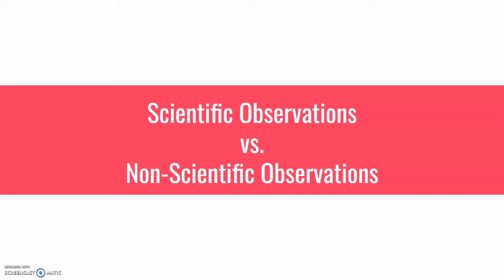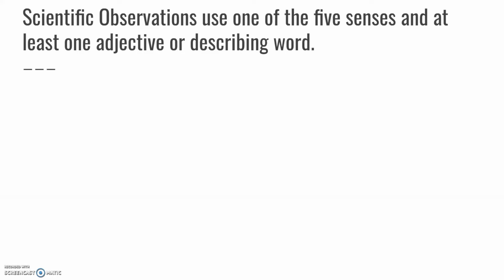Today we're learning about scientific observations versus non-scientific observations. So hopefully by the end of this slideshow, you will know the difference between a scientific observation that we're going to be using in science this year and a non-scientific observation that you might use outside of school. Scientific observations use one of the 5 senses and at least one adjective or describing word.